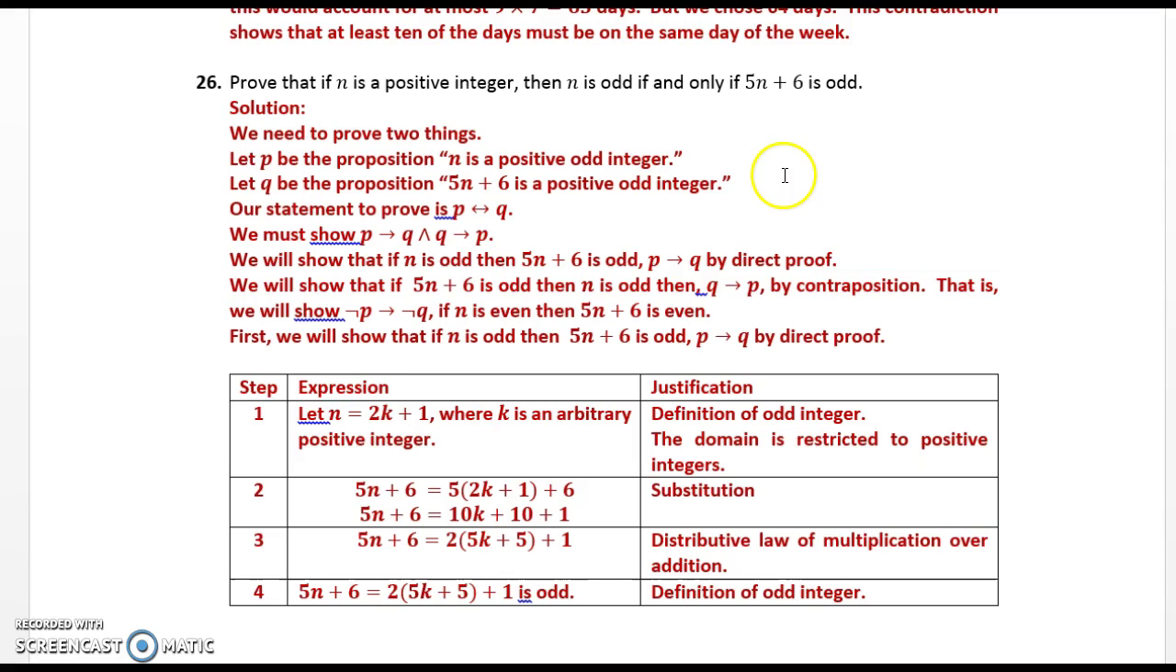We will show that if n is odd, then 5n plus 6 is odd. P implies q by direct proof. We will show that if 5n plus 6 is odd, then n is odd. Then q implies p by contraposition. That is, we will show not p implies not q: if n is even, then 5n plus 6 is even. First, we will show that if n is odd, then 5n plus 6 is odd. P implies q by direct proof.